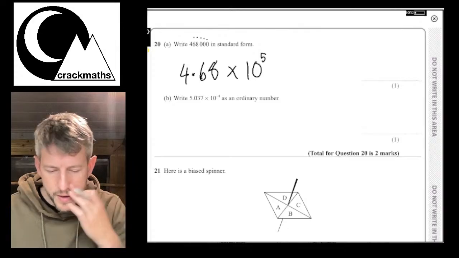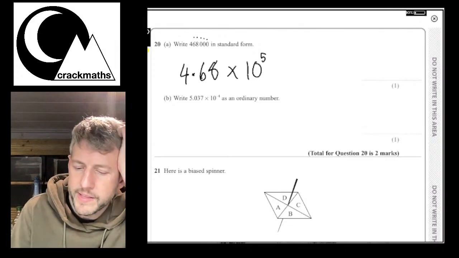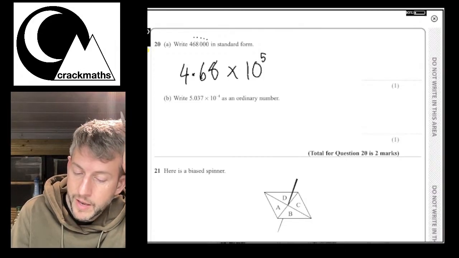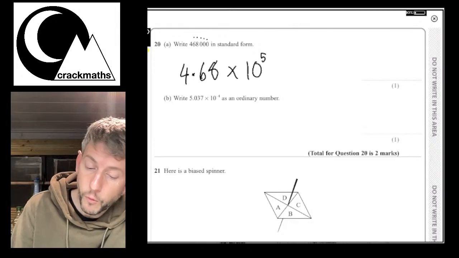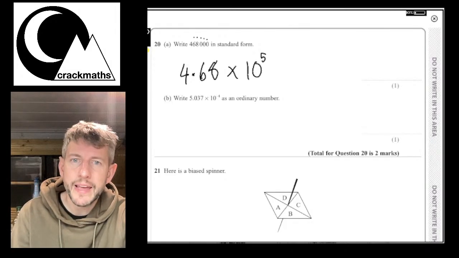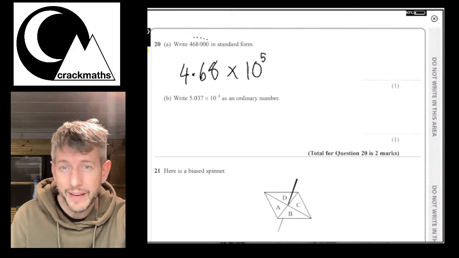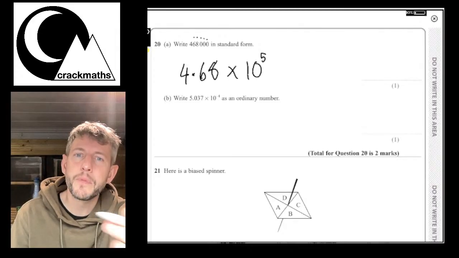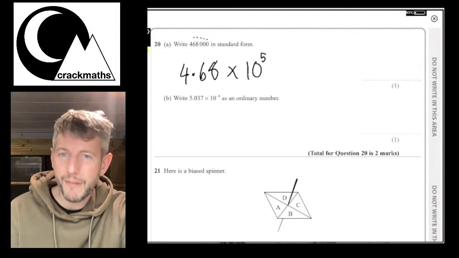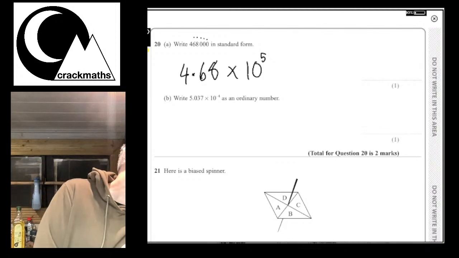Right, so next bit we have got part B. Write 5.037 times 10 to the minus 4 as an ordinary number. Unfortunately, your calculator won't help you out with this one, because if a number would normally be written in standard form, it will very unhelpfully give it to you in standard form. So let's have a go with this one.